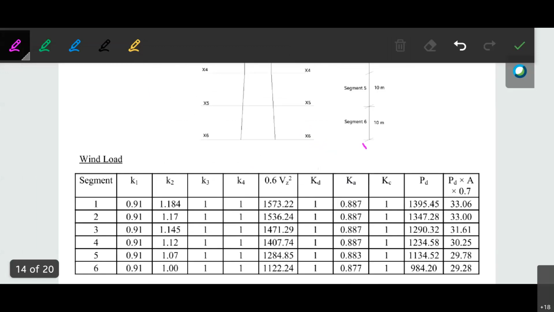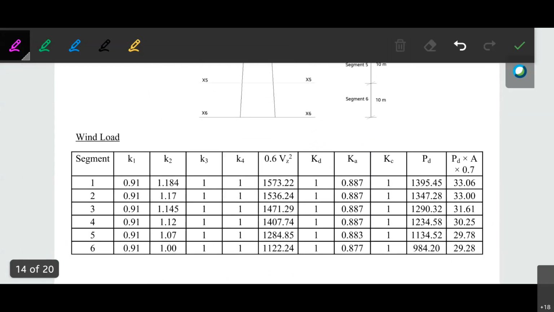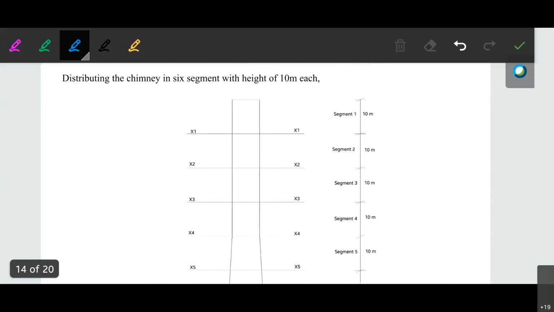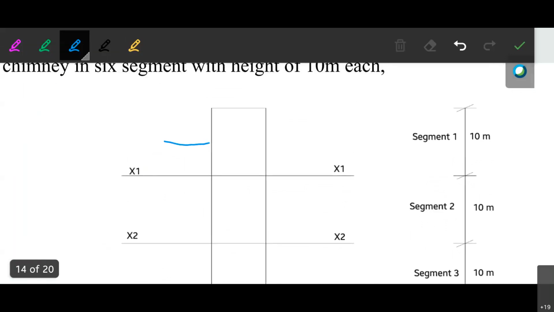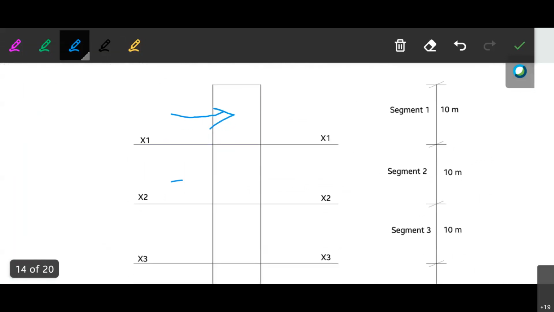Welcome everyone. In the previous lecture we saw the calculations of the wind load on the particular chimney at the various segments. For each of the segments 1, 2, 3, 4, 5, 6, we calculated the wind force that will act. Now that wind force will be acting at the center of that particular segment.